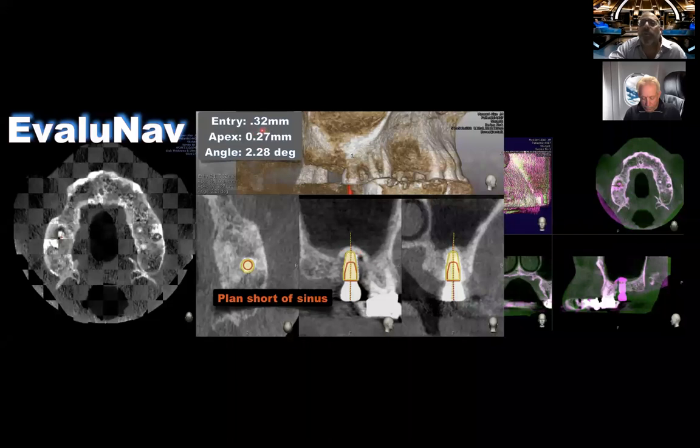And look, my entry was off by just 0.32 millimeters, my apex by 2.27, and my angle by 2.28 degrees. And that is pretty darn accurate. So we are in great shape to be able to do this in basically a restrictive-less environment without a surgical guide, but having the benefits of using a surgical guide.